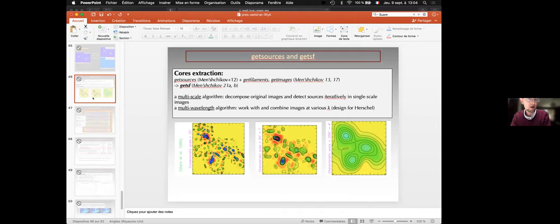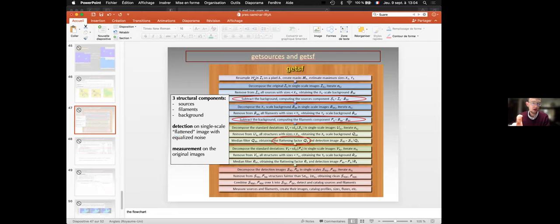The way this type of algorithm works is that there is a very long step before the detection and the measurement, in the sense that before detecting cores, there will be a step to estimate and remove what we call the background and also the filaments. We will also have other steps to equalize the noise and to separate between scales, and only after this we will have a map with different peaks, and the algorithm will detect all of these peaks, and in the last step it will tell us which peaks are cores, which ones have sufficient contrast with the background. So I don't know if it's answering your question.